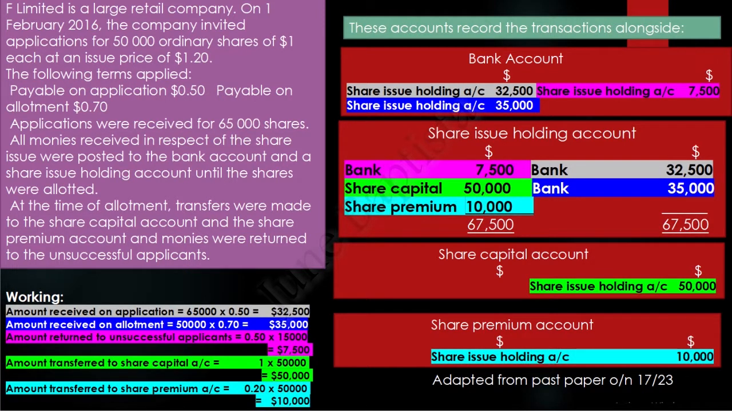Amount transferred to share premium account was $10,000 in the light blue box. This amount was debited in the share issue holding account, which is now closed, and credited in the share premium account.